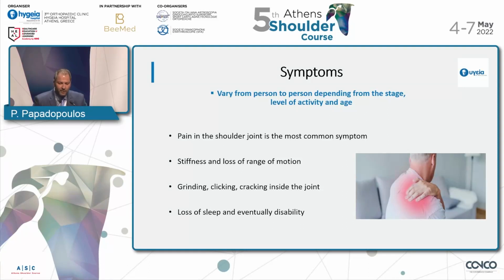The symptoms may vary from person to person, depending on the level of activity, the age, and the stage of the arthritis. Pain in the shoulder joint is the most common symptom, and after pain we have later stiffness and loss of range of motion, and maybe grinding, clicking, or cracking inside the joint, the noises that the patient hears, and eventually we have some kind of disability.